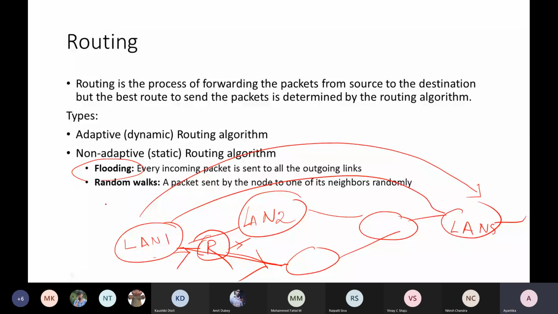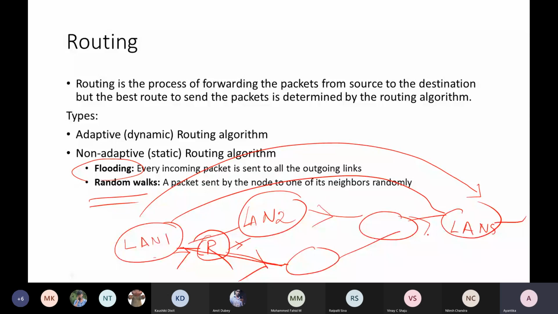Another one is random walk. Random walk means you just send your data randomly. Just allow your packet to take some random path, like from LAN 1 it randomly chooses LAN 2, then maybe this path, and in this way somehow your packet will be delivered to the final destination.